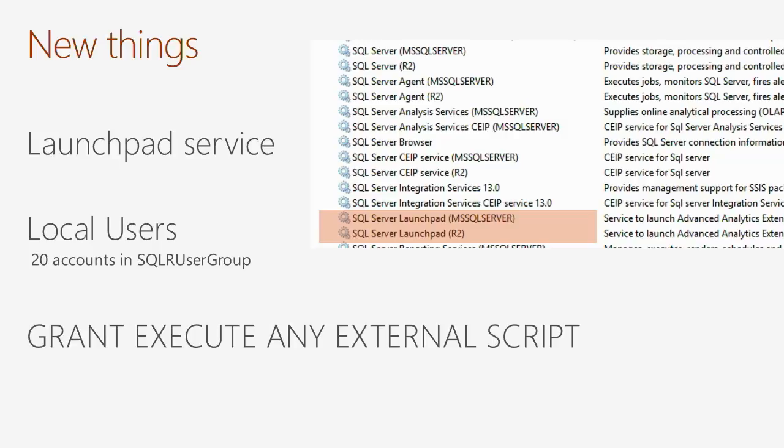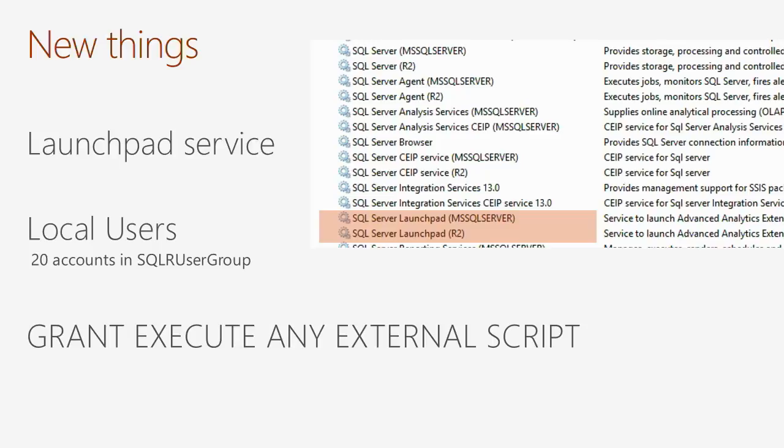group that turns up in your local users and groups called the SQL R user group, which is not a bunch of people getting together to eat pizza, but it's just some accounts that get set up in your local machine for R to be able to fire things up. And by default, it creates 20 users on there.